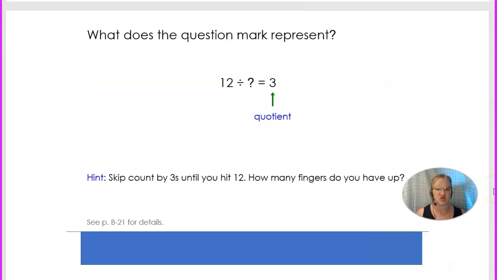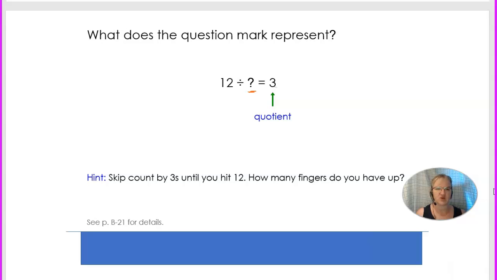Now we're looking at division here. In this one, what does the question mark represent? What number would we put there for the question mark? Well, if you know that division is the opposite of multiplication, we already did this, right? So we can do this again.